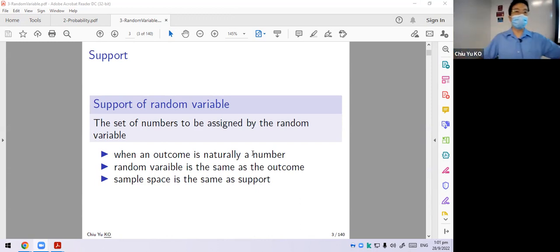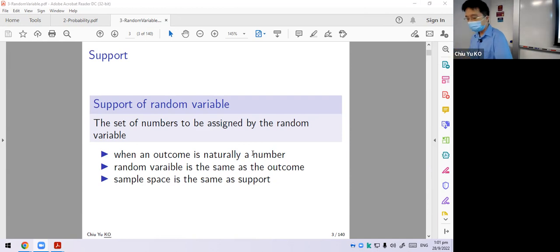You talk about tossing a coin 10 times, and you count how many tails, you just get 0 to 10, only 11 numbers. This is the support. Is that clear? To repeat, a random variable is where you put all the outcomes to numbers, and what kind of numbers you can put is called the support.